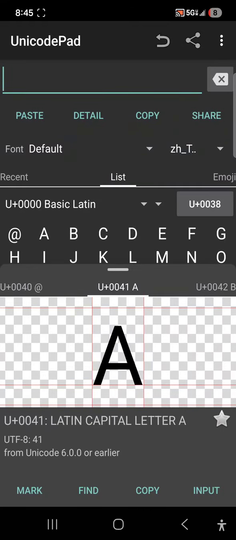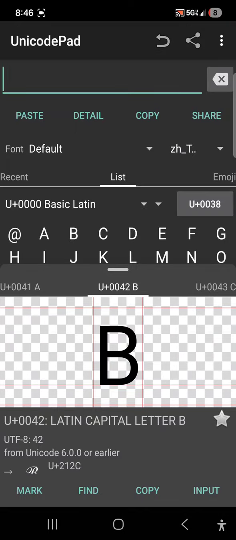And now we have the first capital letter, A, the first letter of the English alphabet. A is one of the vowels of the English alphabet.